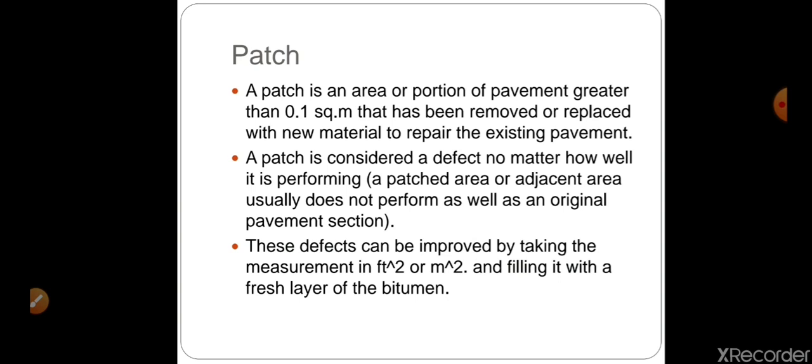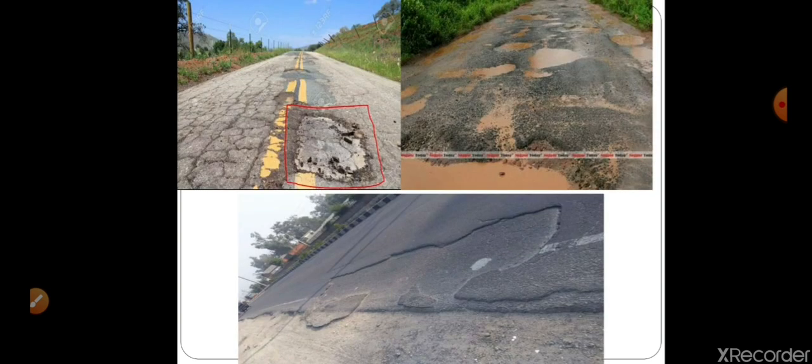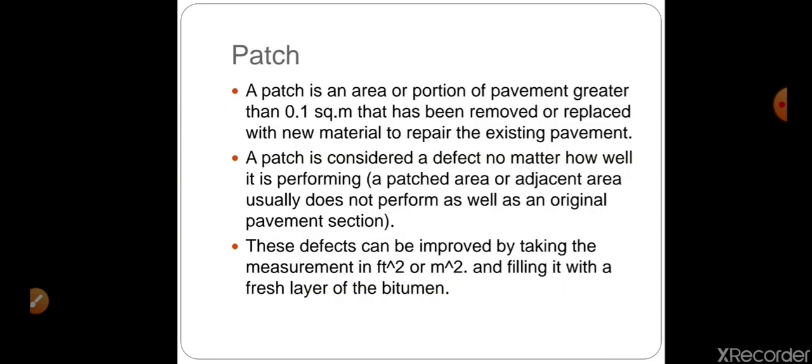Next is the patch. A patch is an area of the portion of the pavement. Here you can see the first ones. These are what we call the patches. A patch is an area of a portion of a pavement greater than 0.1 square meter that has been removed or replaced with a new material to repair the existing pavement. A patch is considered a defect no matter how well it is performing. Clear? These defects can be improved by taking the measurements in square feet or square meters and filling it with a fresh layer of bitumen.